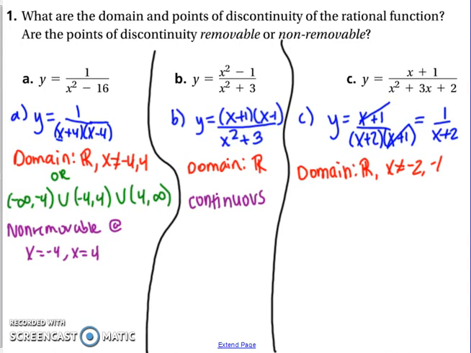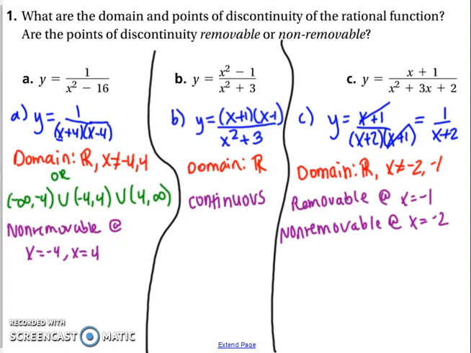Now, since I removed the x plus 1, I have removable discontinuity at x equals -1, and I have non-removable at x equals -2, since I did not remove that.